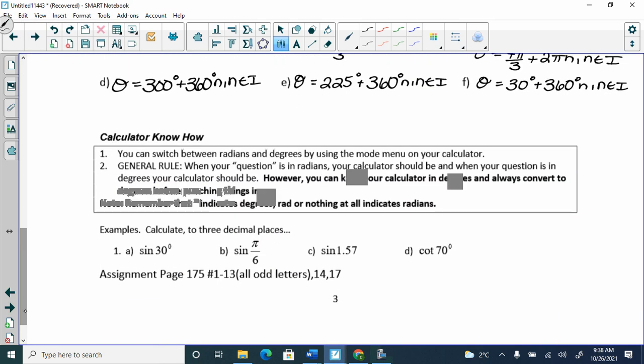So when we go sine of 30, we type it into our calculator, we get 0.8660. Oh, I was doing 60.